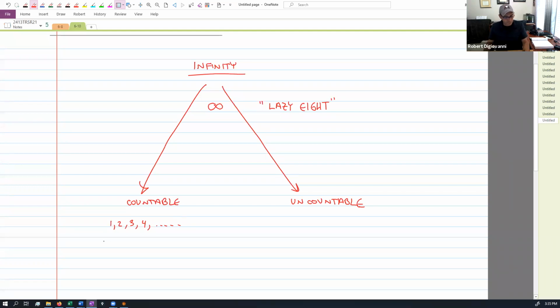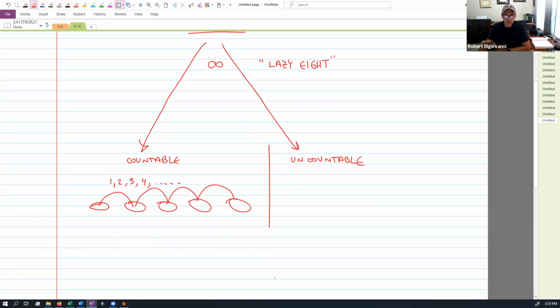It's almost like lily pads on a pond. Okay, lily pads, and you're just a frog jumping from one to the next, to the next, to the next. But this pond goes forever, right? And the lily pads go forever. That's what it means to be countably infinite.